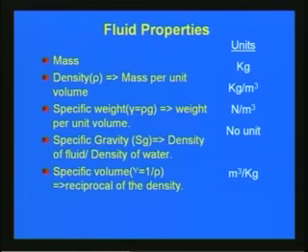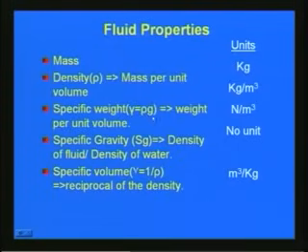As I mentioned, mass is one of the primary quantities, and one of the most important properties of fluid. Another important property is density, which is the mass per unit volume, expressed as kilogram per meter cube. Another important property is the specific weight, which is the weight per unit volume, generally expressed as gamma equals rho times g, where rho is the density and g is the acceleration due to gravity, and its unit is Newton per meter cube.